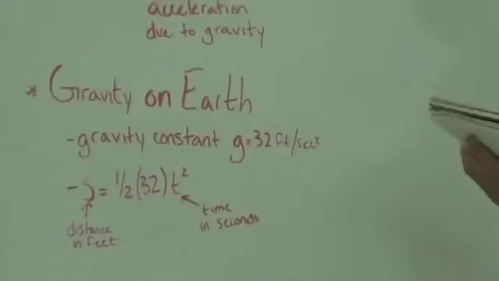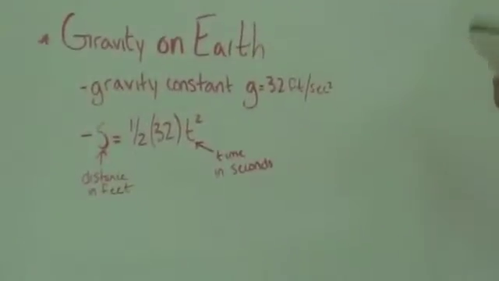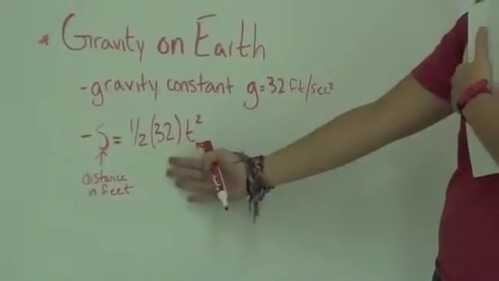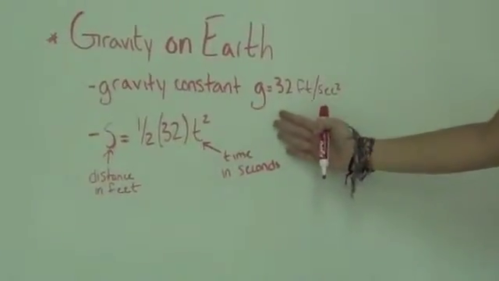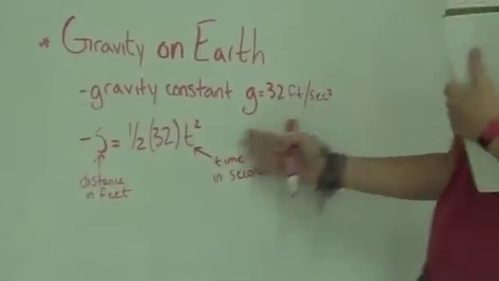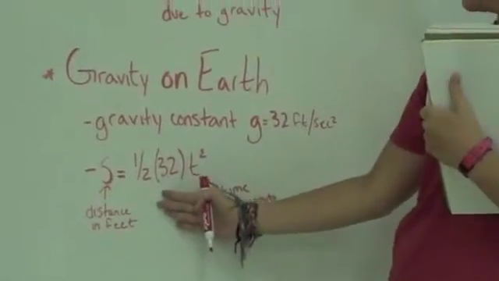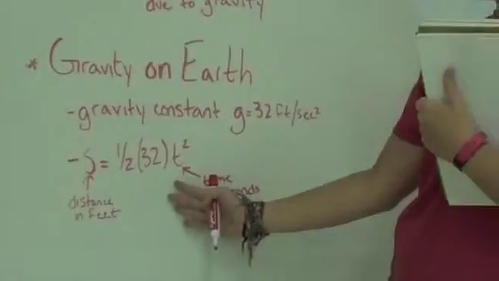So, to find free fall on Earth, we use the equation S equals half 32t squared, where 32 is the gravity constant on Earth. So, in this equation, we find distance in feet by using half times the gravity constant times time squared.